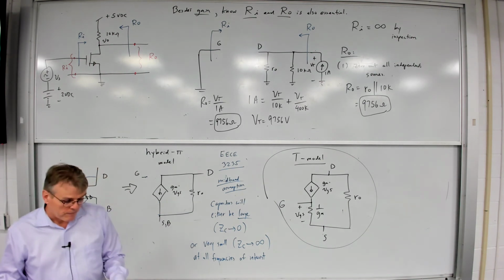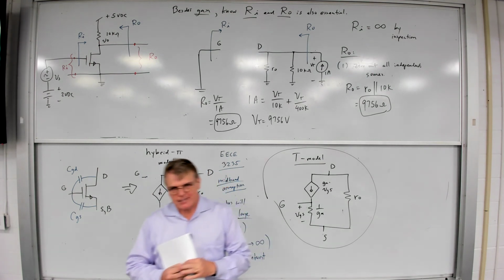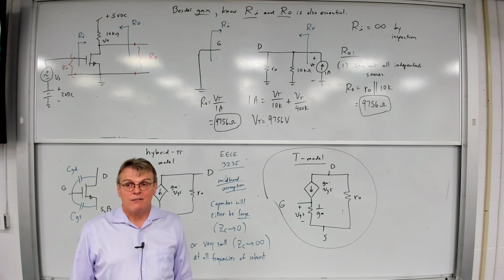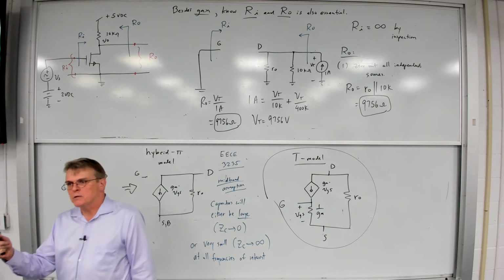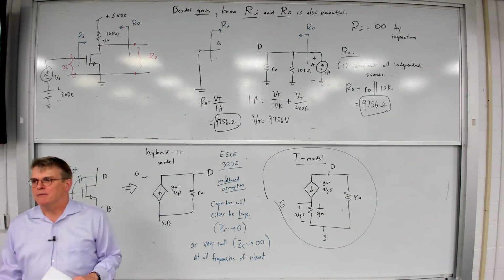Okay, so next time we'll briefly talk about the body effect. And then we're going to look at simple amplifier topologies. We're going to look at common source, common drain, common gate, our three basic amplifier topologies.